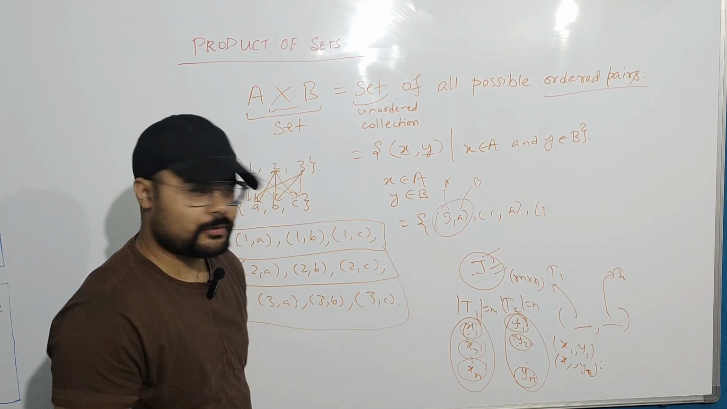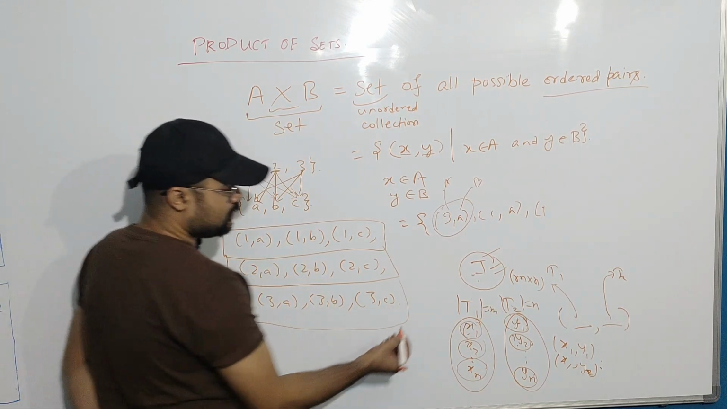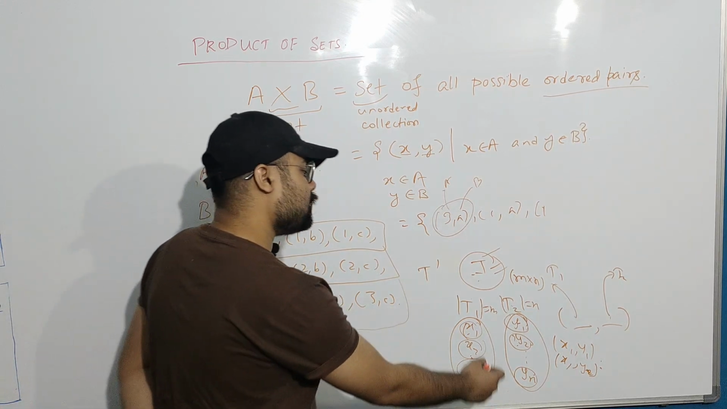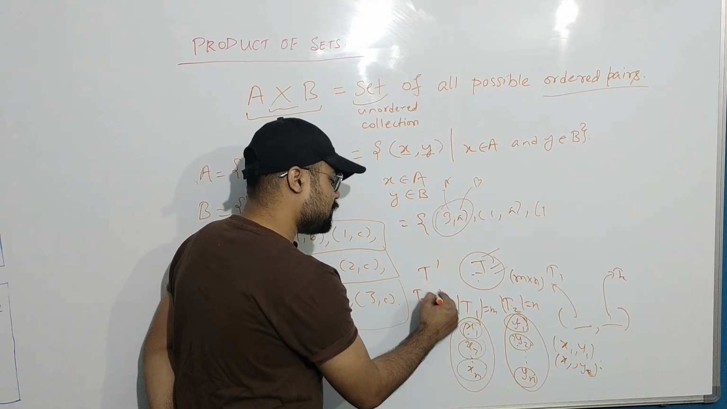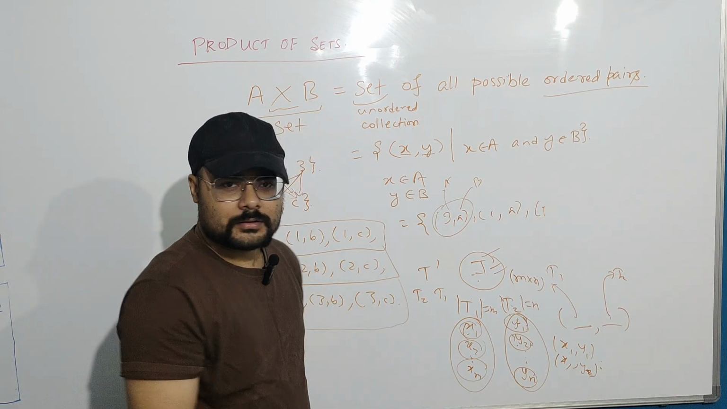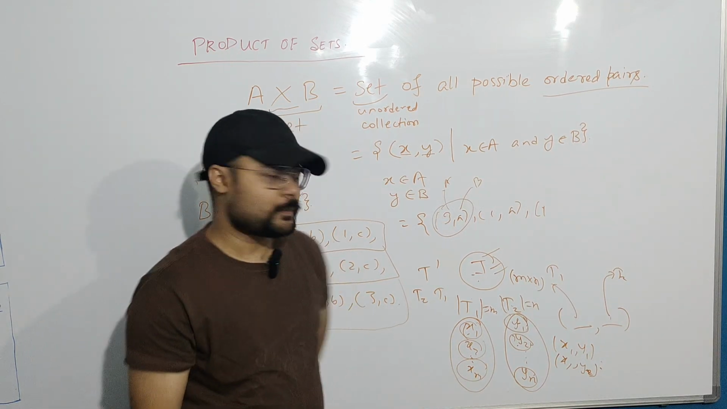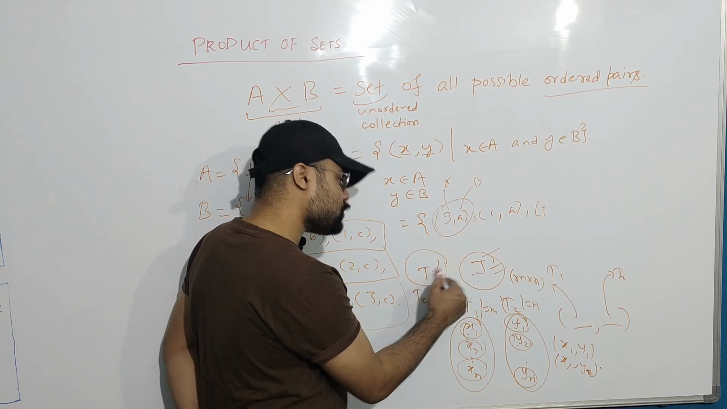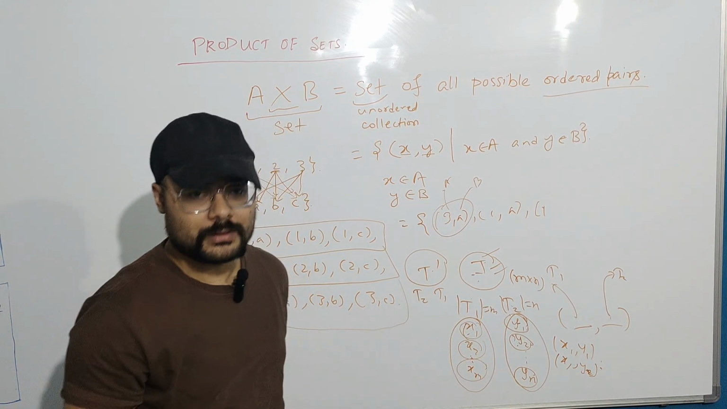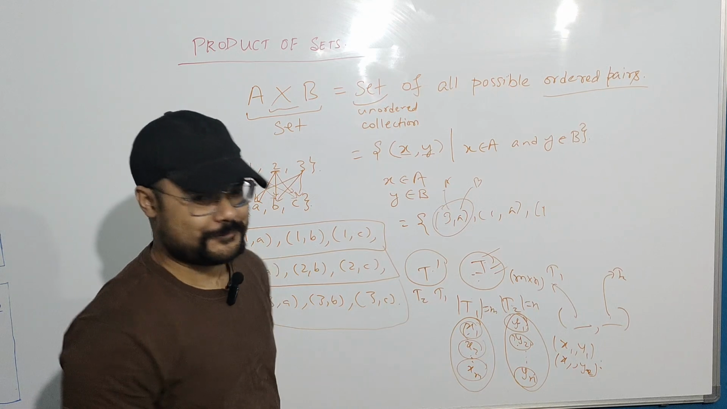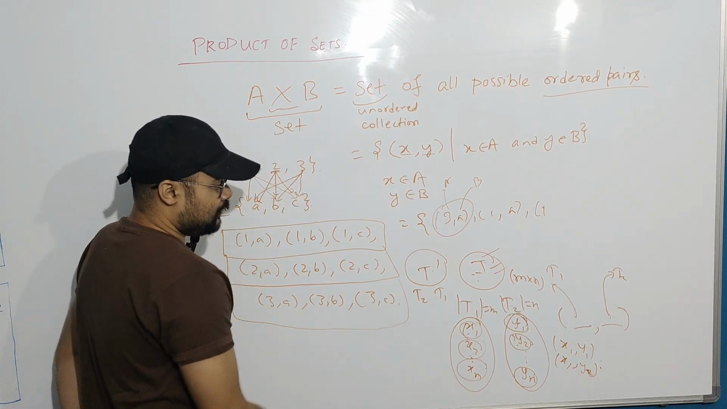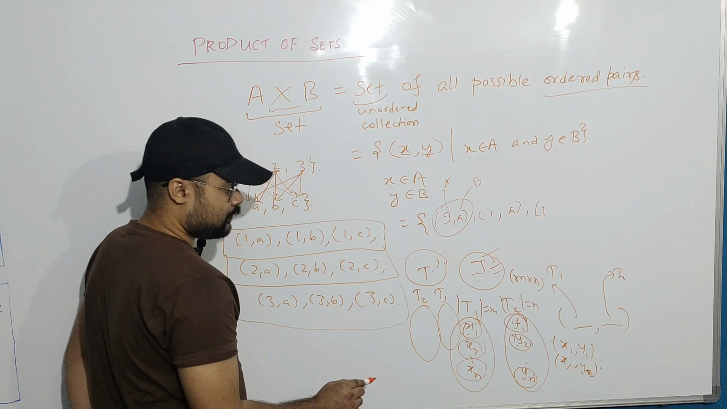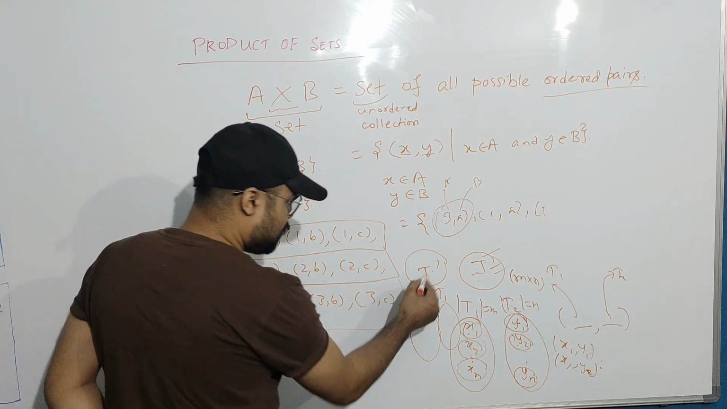The sequence can change. Let's say there is another task T dash. For T dash, T2 has to be performed first and then T1. The number of ways would not change. Then the number of ways for T dash or T is the same. That is m into n, because multiplication is commutative. But the ordered pairs will not be the same. Ordered pairs will not be the same, okay, to accomplish.